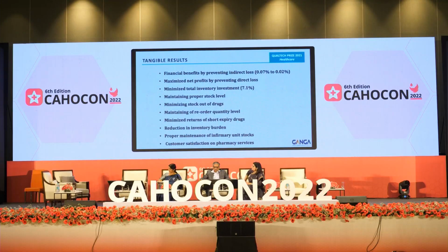So when you make your inventory process stable, you could prevent the indirect loss when stock is coming back as returns. Because when you place direct orders, you may get a lot of discounts, and when you return the medicine to the supplier, it all gets cut. So you have indirect loss for that. That has been minimized from 0.7% to 0.2%. The total investment, the overall stock value we hold in the pharmacy, has been reduced by 7.1%.